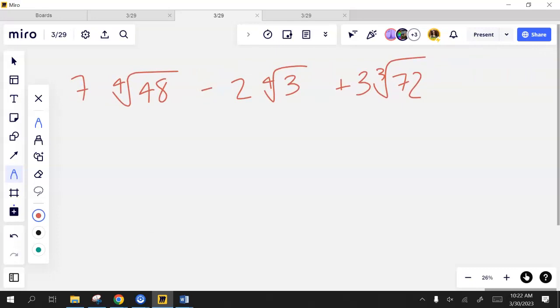Simplify. You might have to simplify them and see if you can get them to be like terms.